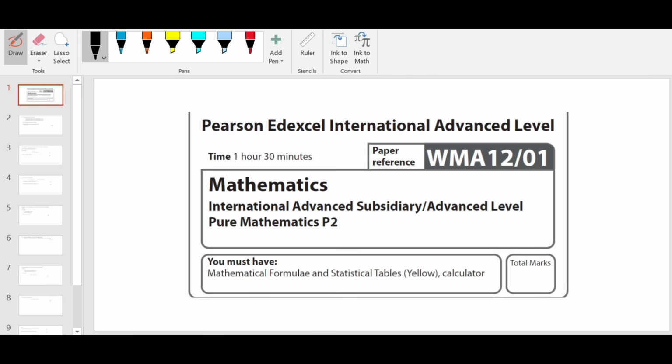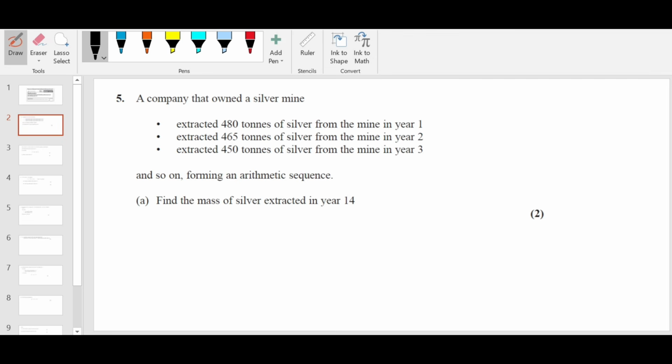In part 1 we have covered question number 1 to 4. Let's look at question number 5 now. This question is from chapter 5, sequences and series.